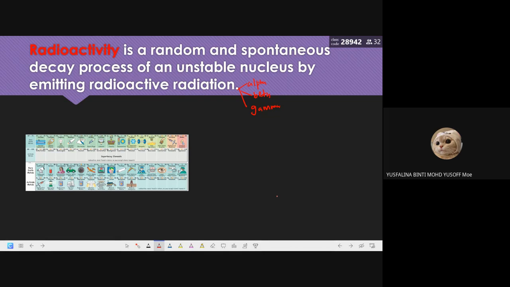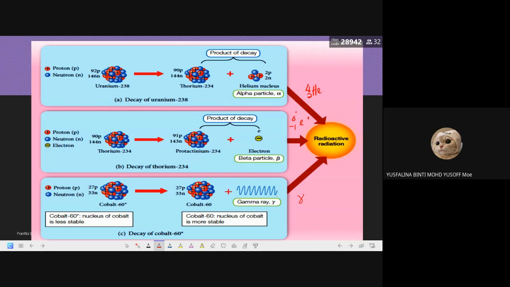So they want to become stable. In order to become stable, they have to release radioactive radiation. There are three types of radioactive radiation that they can release: alpha, beta, and also gamma. You can see this is an example of the equations. This is the product of decay. They will produce thorium and also a radioactive emission, an alpha.